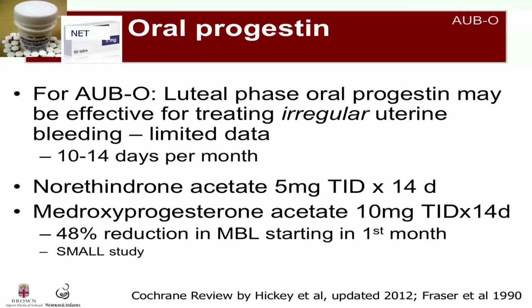So for AUB-O, luteal phase oral progestins administered for 10 to 14 days of the menstrual cycle may be effective in treating heavy and irregular bleeding, though the data are quite limited. Administered during days 10 to 14 of the menstrual cycle, these progestins can reduce menstrual bleeding by up to 48%, although studies in this area are quite small.